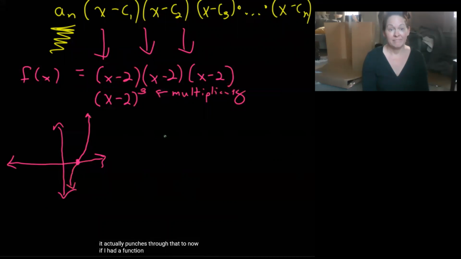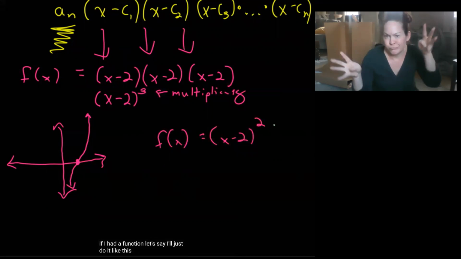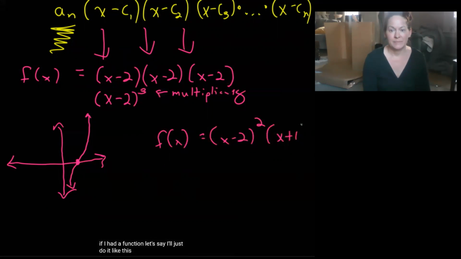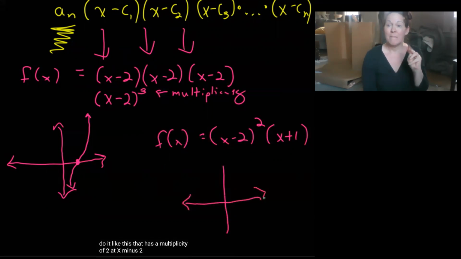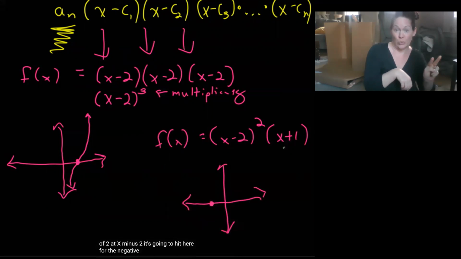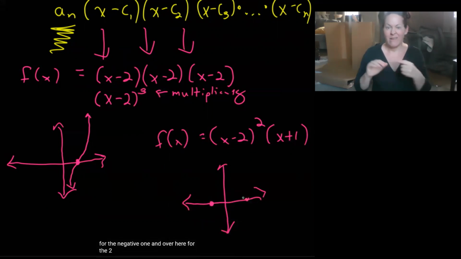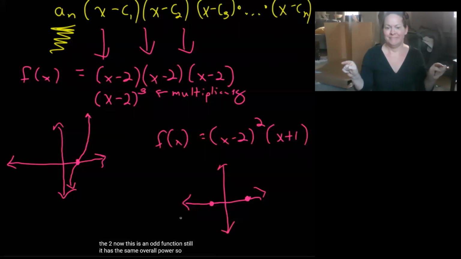Now if I had a function, let's say I'll just do it like this, that has a multiplicity of 2 at x minus 2. It's going to hit here for the -1 and over here for the 2. Now this is an odd function still. It has the same overall power. So I'm going to be starting down here.